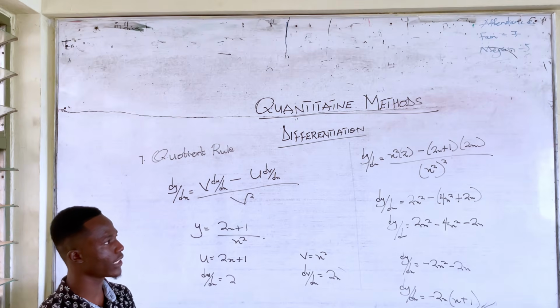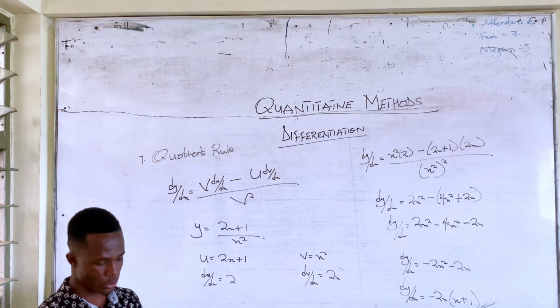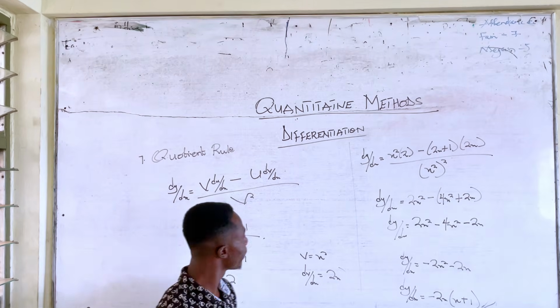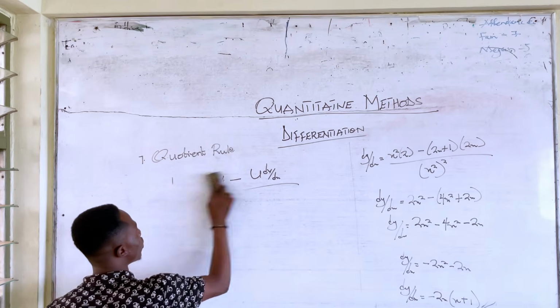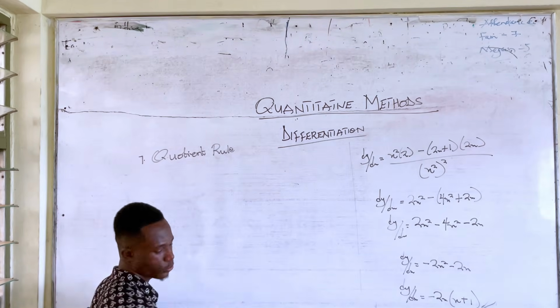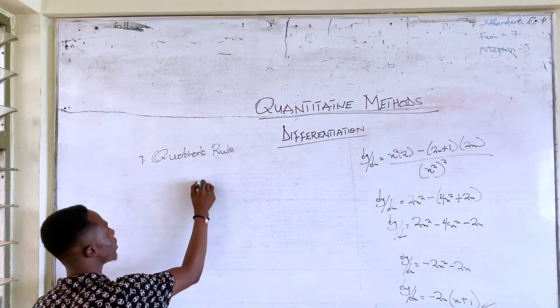Two functions dividing: you need to apply the quotient rule and you move on. Okay, so that is it. Let's move on to the next one. Let me give you one question to try under the quotient rule. So try this and put it in the comment section.